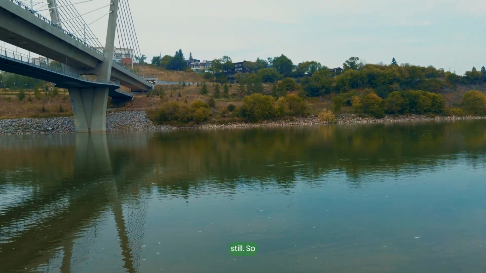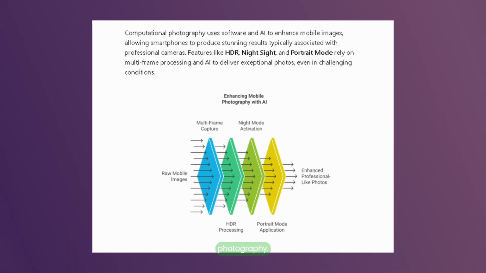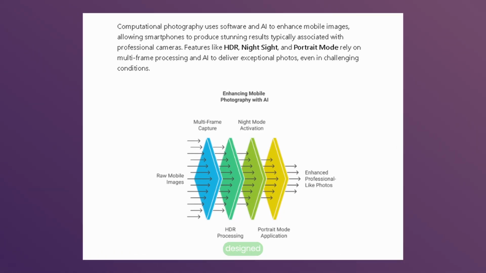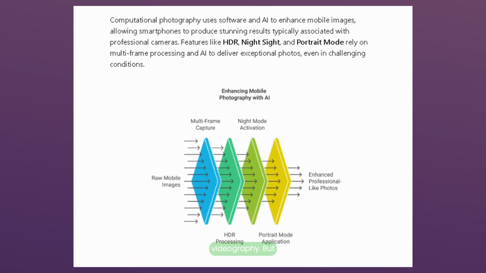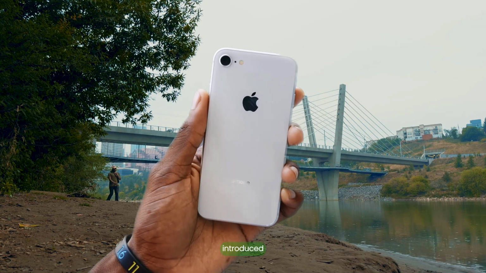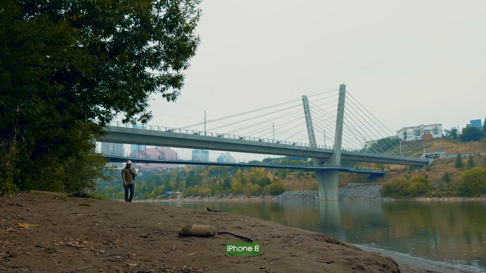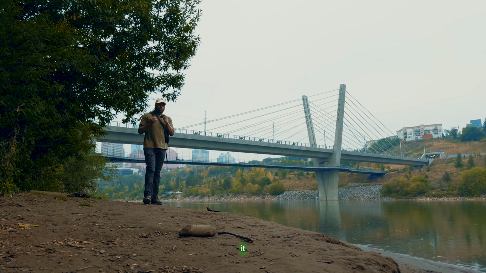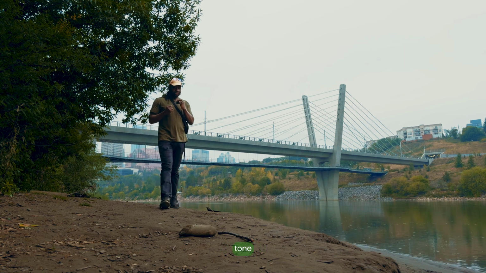The water is still. So that's what happened with computational photography. It was actually primarily designed for photography and not videography. But unfortunately, while this feature is designed for photography in the iPhone, it also creeps into video. So when Apple introduced computational photography in their iPhone 8, this just disrupted iPhone filmmaking because it introduced another element of dynamic tone mapping.